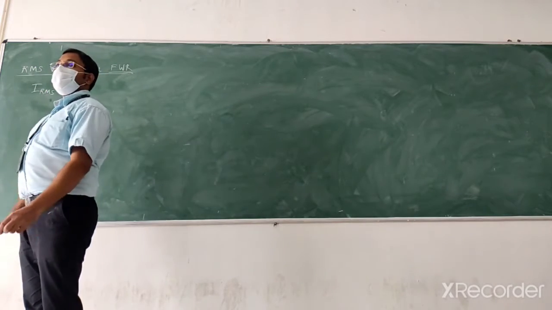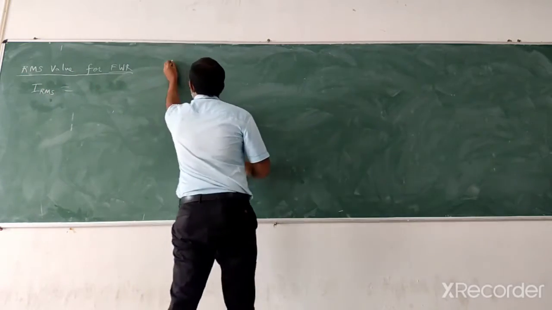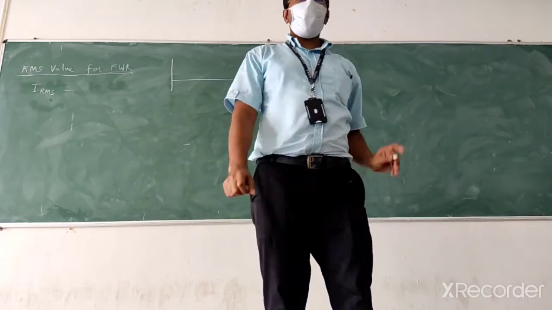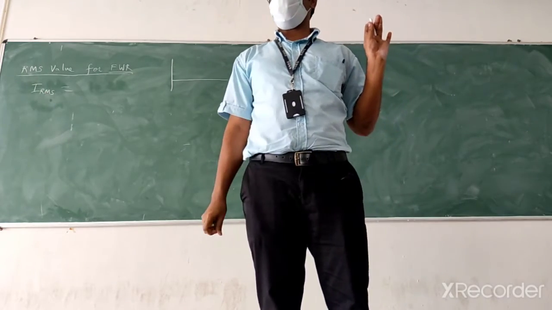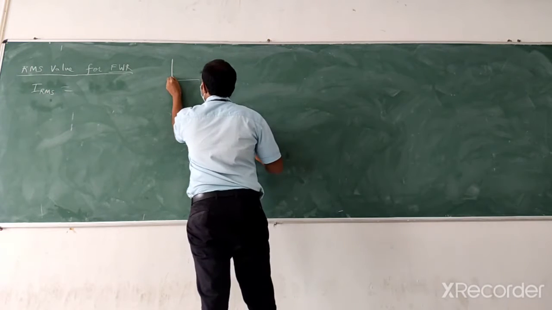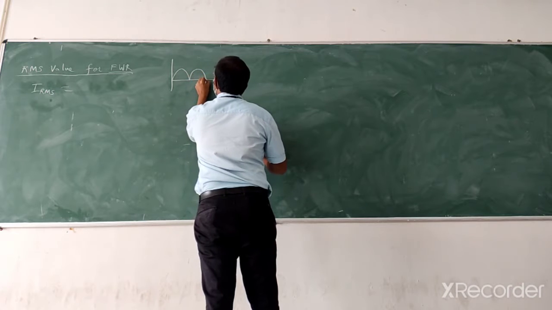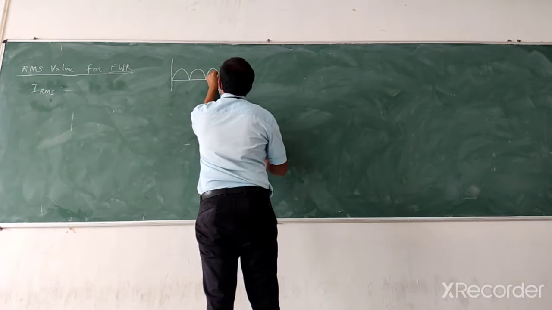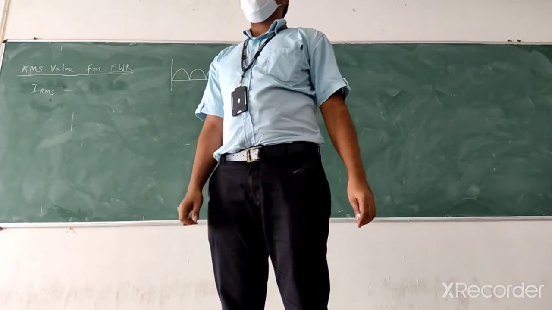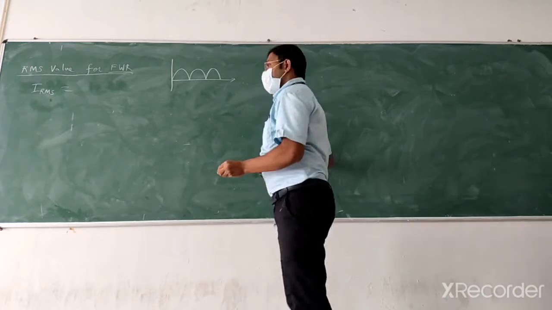So, how will we find the RMS value? For that, we need the current waveform only. Let us see how the current waveform looks like. This is how the current waveform looks.